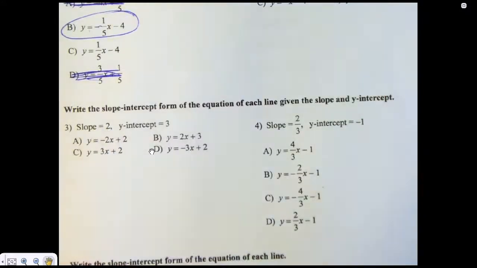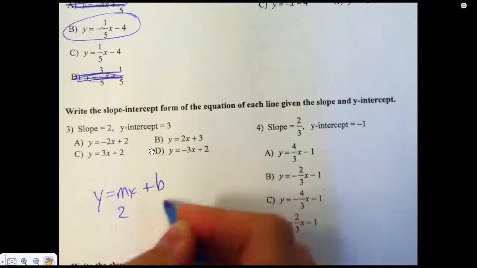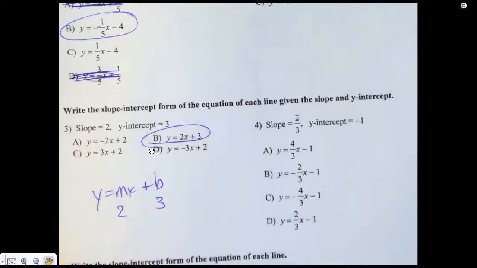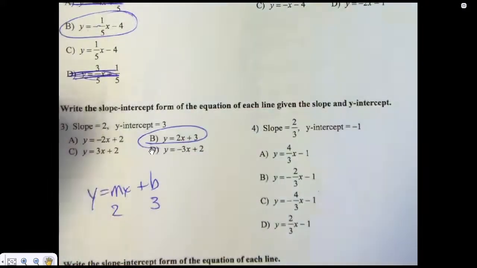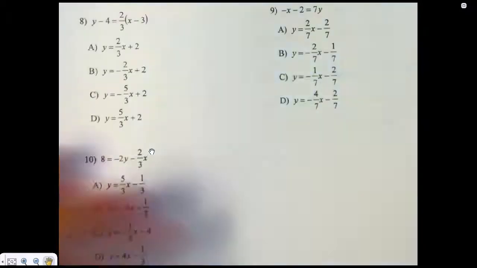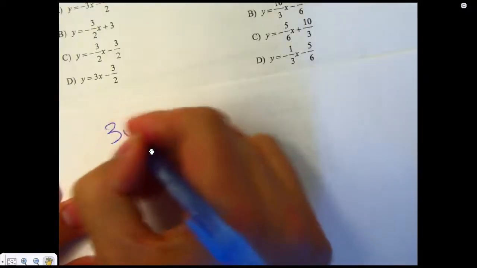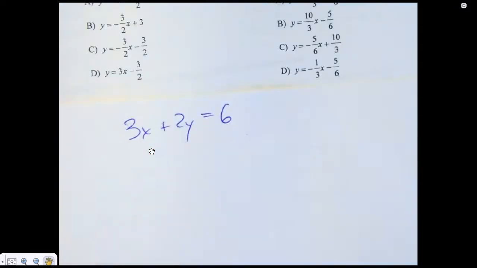Number 3, slope equals 2, y-intercept is 3, so you know y equals mx plus b. Slope is 2, y-intercept is 3, so we get that. Number 5, let's jump to number 6, just so I have a little more room. So this is just rewrite the equation in slope-intercept form. Again, I do not expect this to be difficult for you guys. I just want to review it to make sure that we are extremely solid at it.